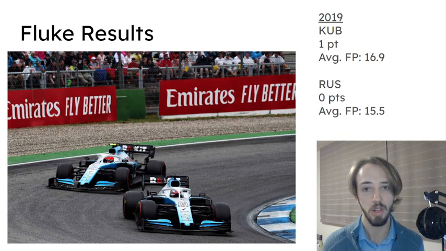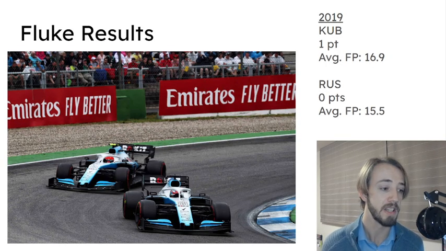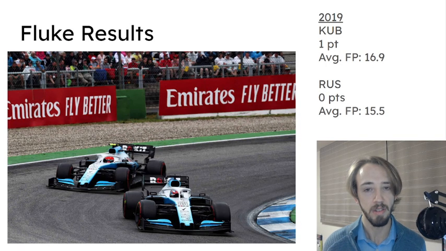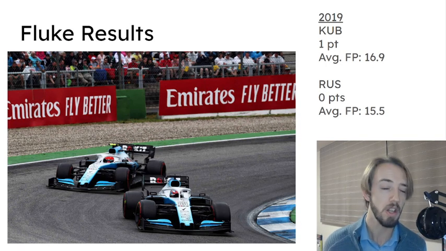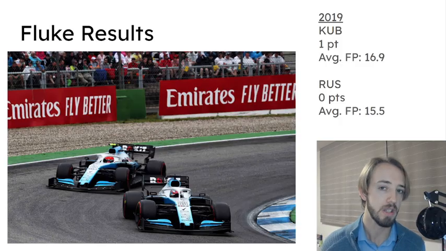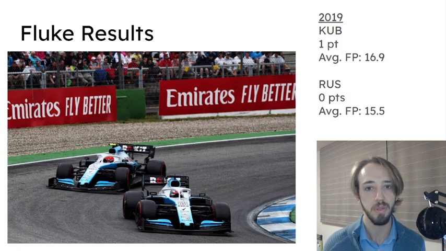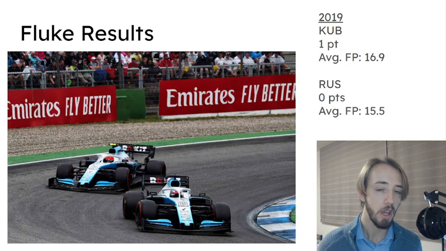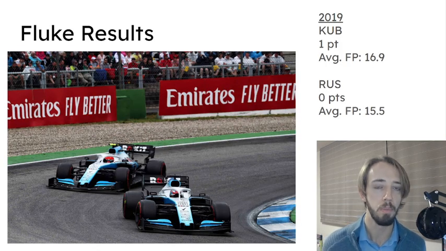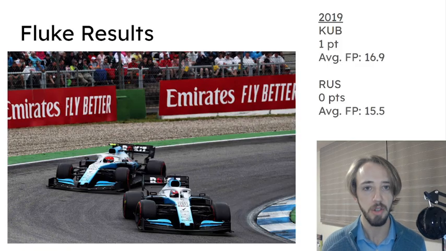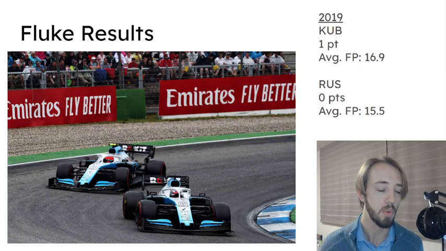And of course, the team was so awful that year they didn't score any other points. So if you just look at the points, Kubica had 1, Russell 0, and it would be easy to say that either they were very, very close on pace or Kubica was slightly better. But if you look at average finishing position, Kubica's average was 16.9, whereas Russell's was 15.5, so almost a position and a half ahead of Kubica. That's why I think it's important to use more than one metric when you're assessing race day performance between teammates.